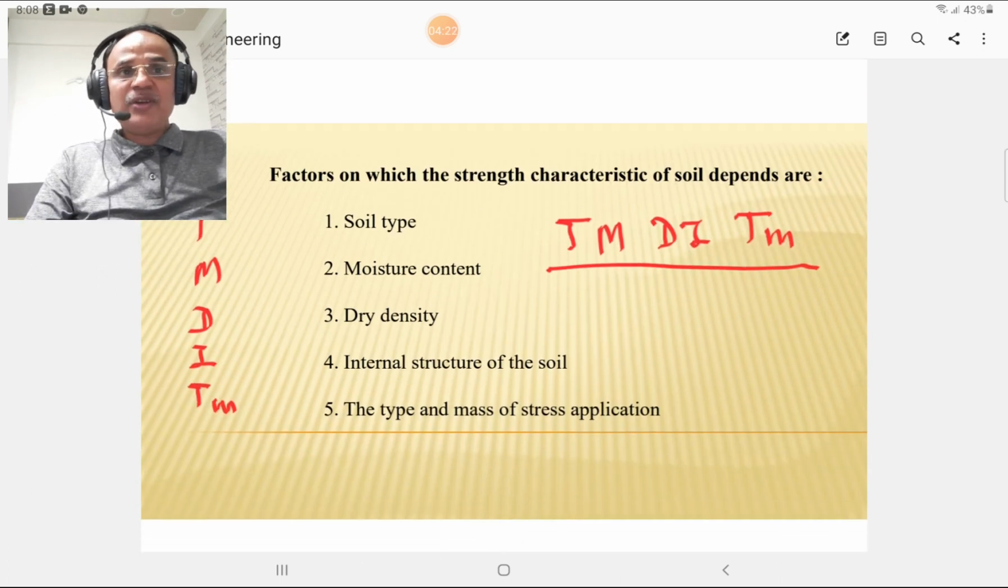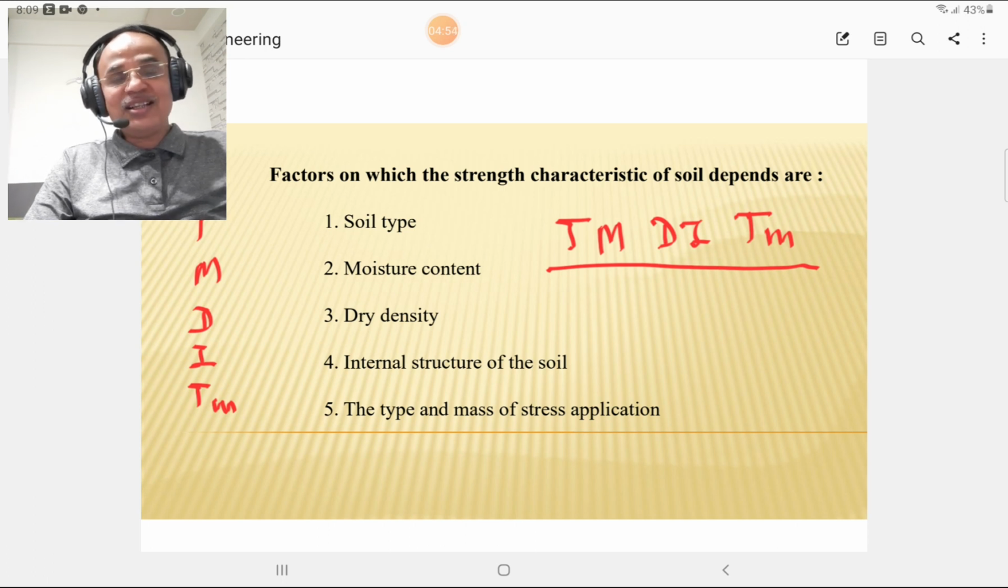And what are the different factors on which the strength characteristics of the soil depend? Strength of the soil basically depends upon the soil type. Which type of soil is it? If it is a black cotton soil, or fine grained soil or coarse grained soil, that is very important. Moisture content is also important. Water absorption of soil is very important to determine the strength. Then dry density of soil is the most essential part for pavement construction. Then the internal structure of the soil is also important.